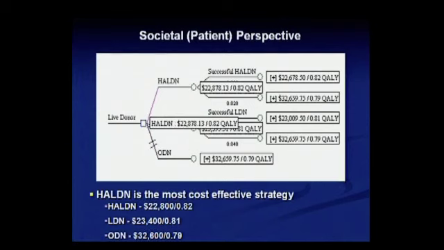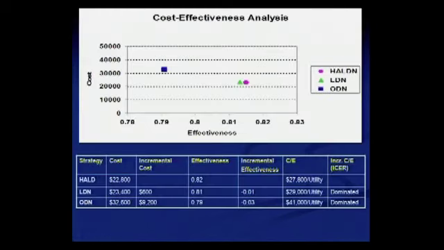In this model of societal or patient perspective, hand-assisted lap donor nephrectomy is the most cost-effective strategy. This slide depicts that both graphically at the top and at the bottom in a table. And what you see is hand-assisted lap donor nephrectomy, represented with the pink circle, is the least costly and most effective strategy and clearly dominates the other two.